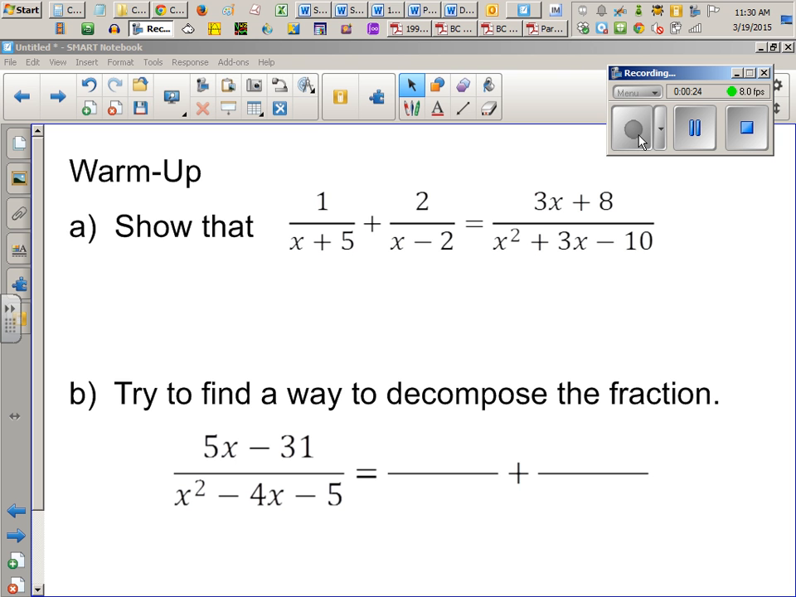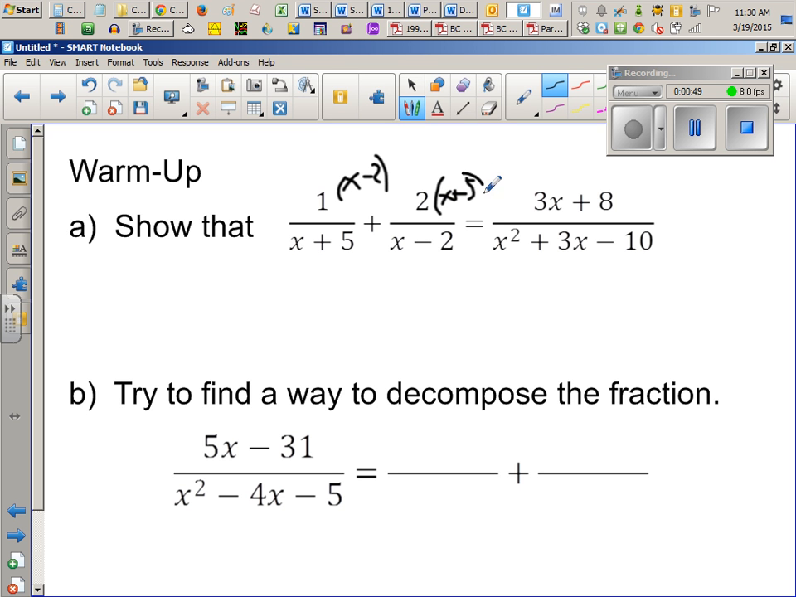Okay, so I'm just going to go over this first one again real quick. I'm actually recording now. The first one, you're supposed to multiply top and bottom. You're going to multiply top and bottom by x minus 2, and here x plus 5. Is it working? Oh, well, because I can't write horizontally. Okay, so then you can already see the answer here.